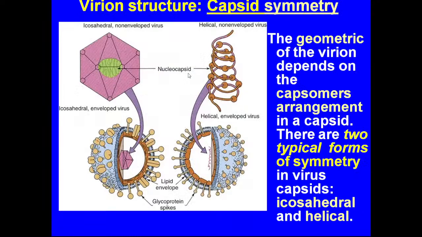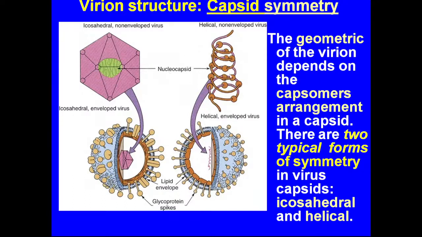Then, if we take a look at the structure of these capsids, they can be of two different types. You can see here the geometry of the virion, and it depends on the capsomer arrangement in a capsid. You may see here two types of the enveloped viruses, right? And you may see that the inside structure, that is a capsid, can be of two different types. One type is icosahedral and another type is helical.